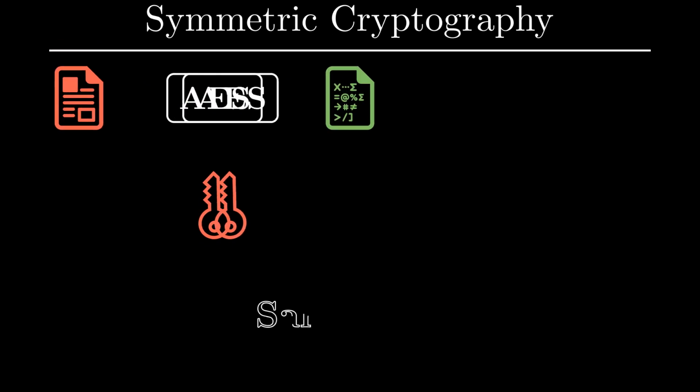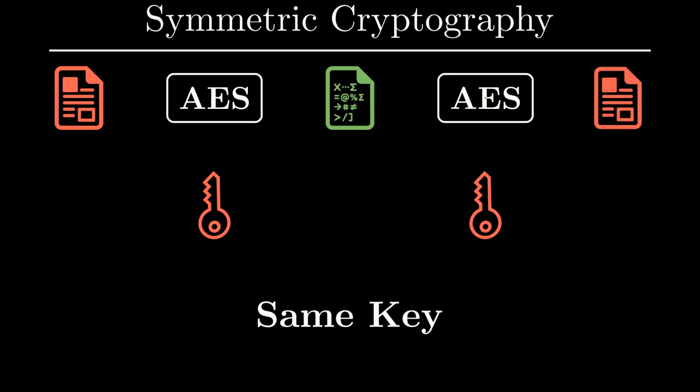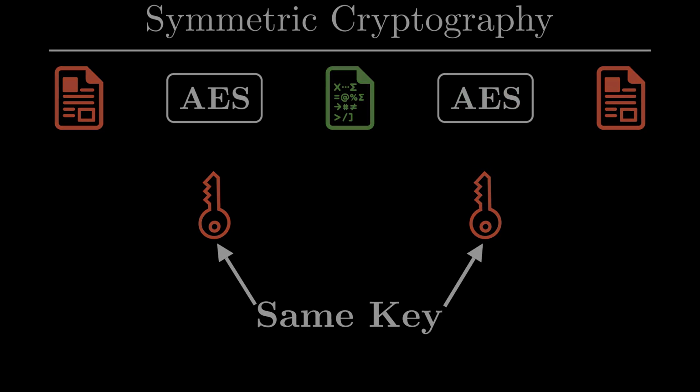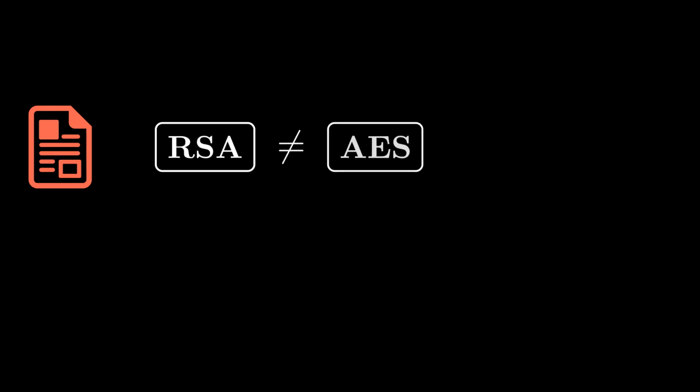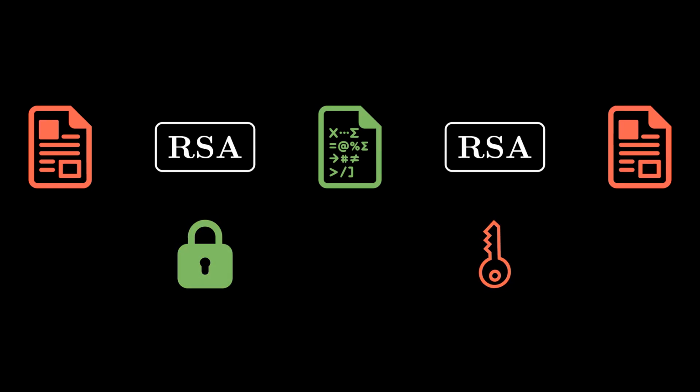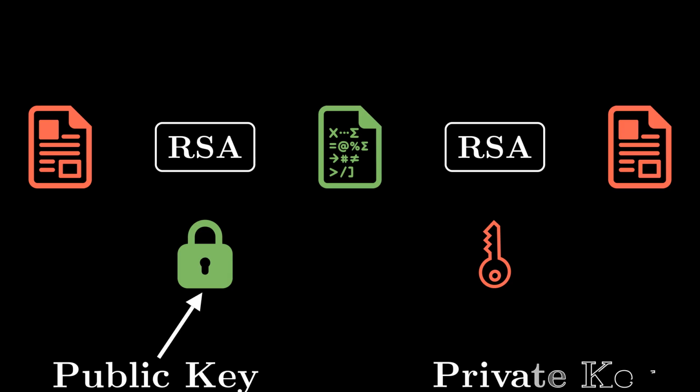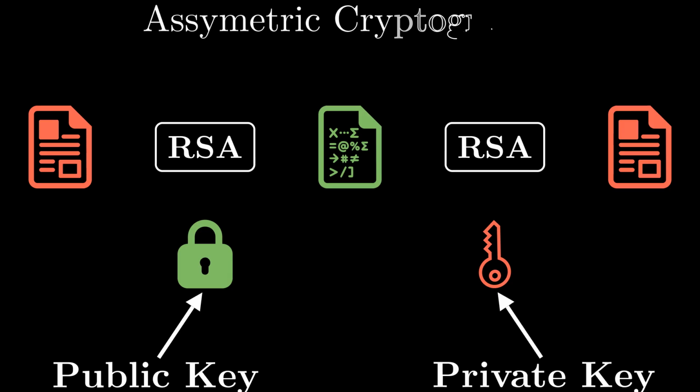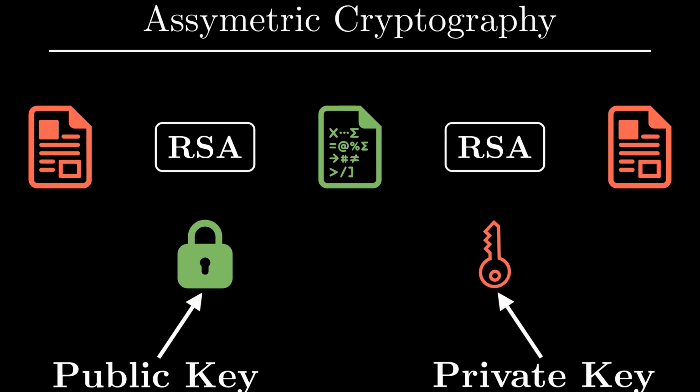In symmetric cryptography, we use the same key to encrypt and decrypt our messages. The new cryptography is a box called RSA, and it is different from AES. The RSA box is designed in a way that it can encrypt using a key and decrypt using a different key. We use a padlock and key analogy to explain this. The padlock is called the public key, and we can share it with anyone, while the key is called the private key and we keep it secret. This type of cryptography is called asymmetric cryptography or public key cryptography.